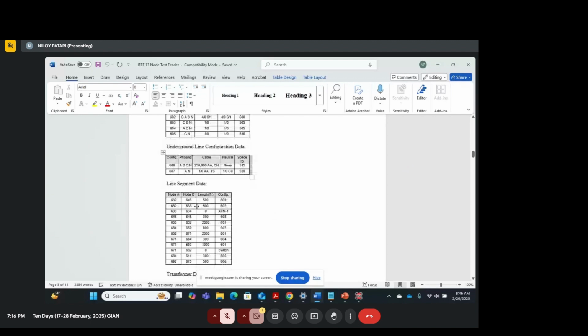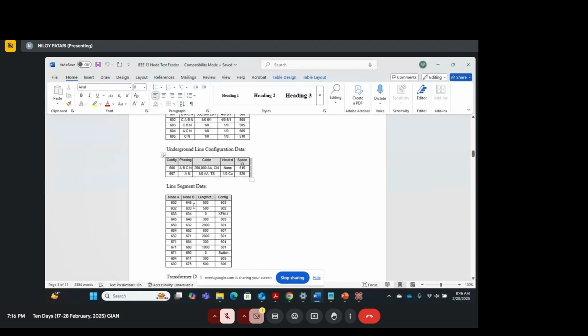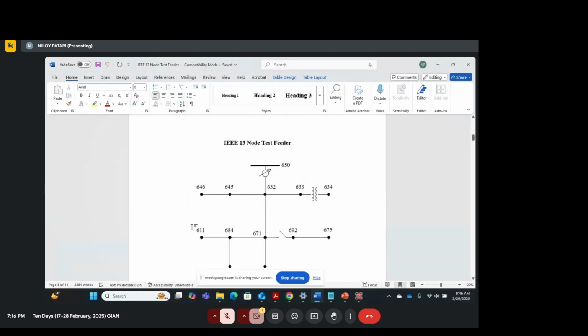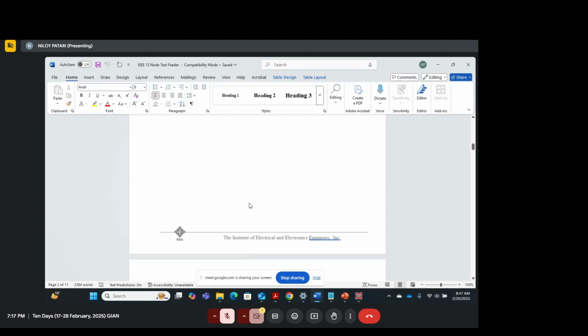Then you have line segment data. Line segment data means node A, node B, length, and configuration, right? So it says that 632 should be connected to 645 by the conductor 603. 603 is already defined above, which is CBN. And the length of the line is 500 feet. So this line segment data explains how each of these nodes are connected with each other. Each of these nodes will be connected by a certain conductor type, and the length of the distribution line is also given in feet, right?